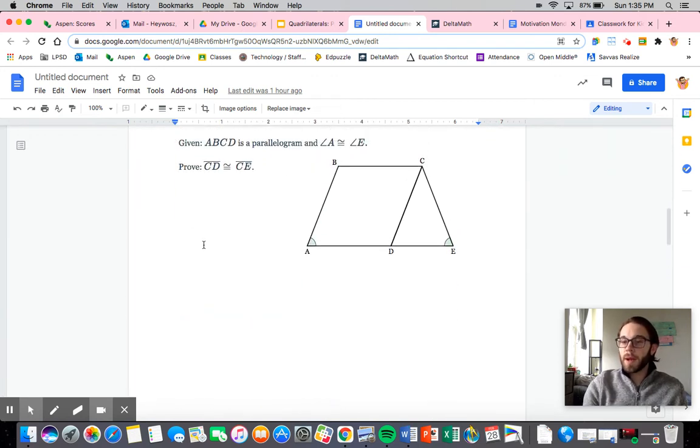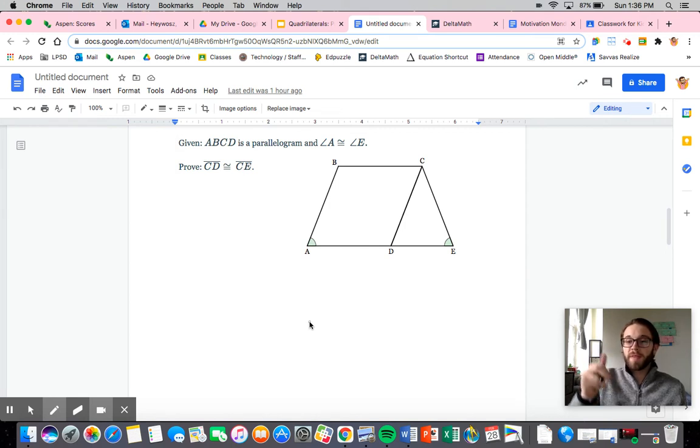So proofs do come up all the time in terms of parallelograms. And we are going to spend a whole day or so doing proofs involving parallelograms and proving something's a parallelogram. So this is just one of using the properties of a parallelogram. All right, so first off, let's ask ourselves, what do we know about parallelograms?